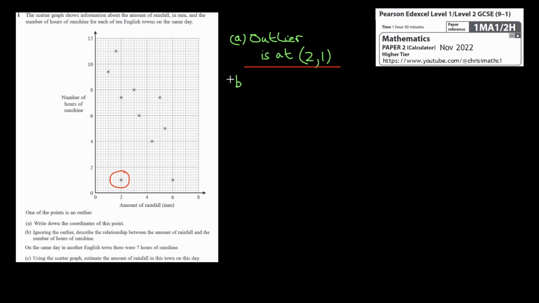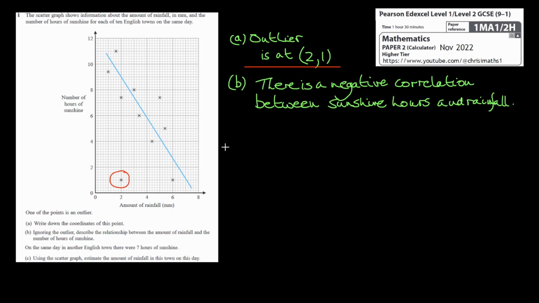So part B, ignoring the outlier, describe the relationship between the amount of rainfall and the hours of sunshine. Well, let's put in that best fit line, something like that. In these sort of questions, they will allow you some degree of latitude here. And we can clearly see that the number of hours of sunshine goes down with increasing rainfall, so we have a negative correlation. And there it is written down.